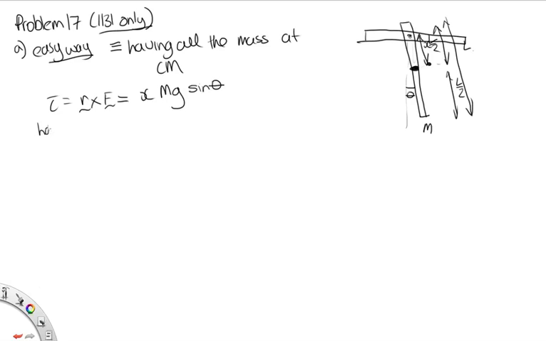The hard way is to consider each little component of mass on this rod. So let's break this rod up into little components with length dl and mass dm is equal to the mass density, which is the total mass over the length, times the length of that increment. So let's define little l as the distance from the pivot point.